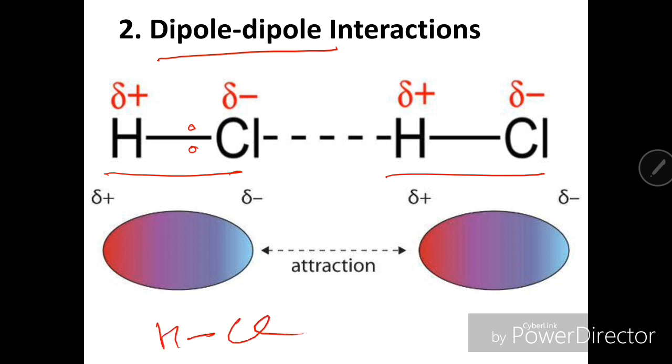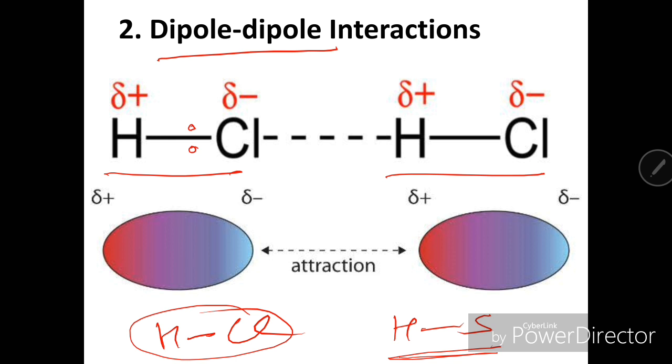If I compare the dipole moments of the HCl and HS bonds, then the HCl molecule has stronger dipole-dipole interaction, and HS bonds have weaker dipole-dipole interactions. Why? Because here the electronegativity difference is comparatively high.